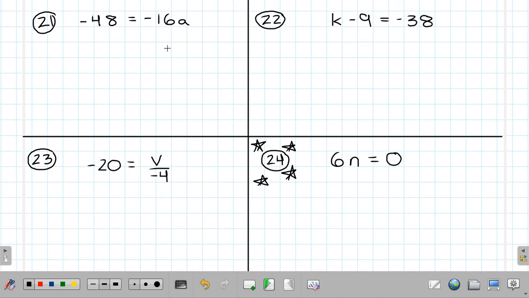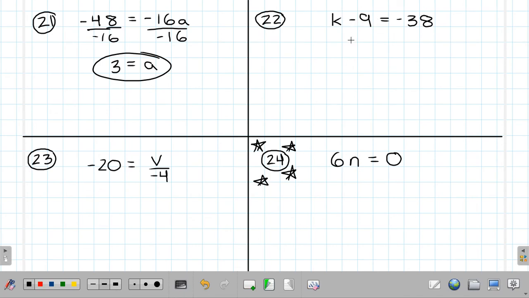But number 21, same kind of deal. We see the variable a, we're multiplying it times negative 16, so divide by negative 16. Negative over a negative is positive. 48 divided by 16. That one's a tricky one, but that one is 3. So a is equal to 3, or 3 is equal to a. Okay. Once again, if you'd like to flip it around, or draw the line, it's whatever you need to do. But once again, same steps over and over and over again.